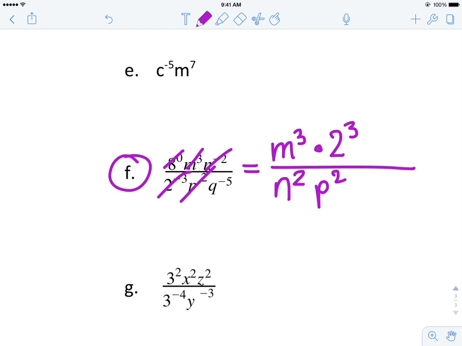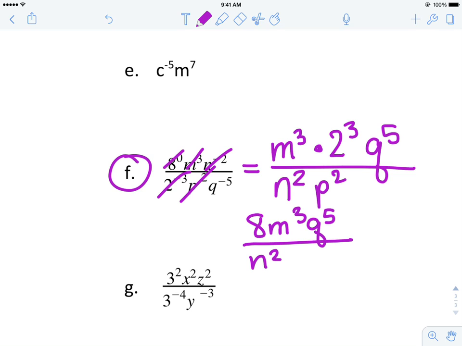Now I have q to the negative fifth. That one I move to the top because it was negative. Negative means I move it. And then I take away the negative sign. Now this still isn't as simple as possible because I have that 2 to the third. I know what 2 to the third is. I can do that. So 2 times 2 times 2 gives me 8. So I'm going to rewrite that, and it's common to write the number, or coefficient is what it's called, in front. And then I'm just going to write everything down as it is because I already took care of it.